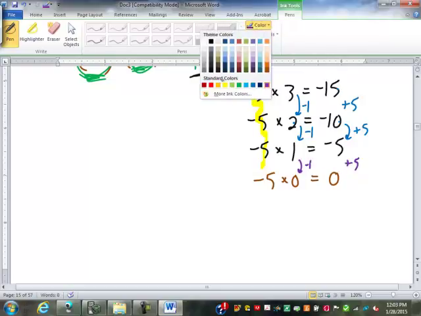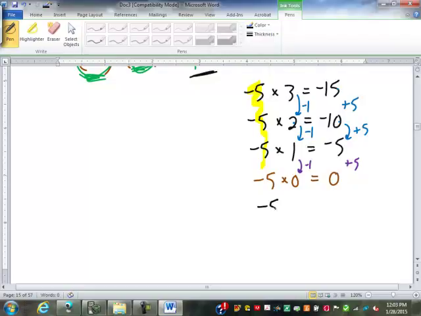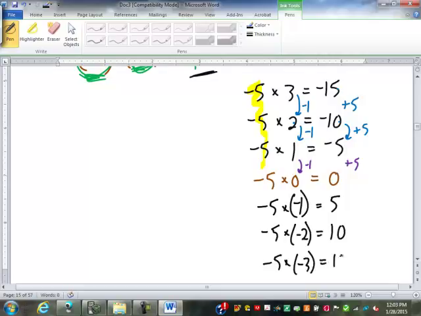So the pattern continues. So to keep going, negative 5 times negative 1, this went down by 1, so this has to go up by 5. It has to be a positive 5. Negative 5 times negative 2, well, that has to be a positive 10, and bring us to negative 5 times negative 3, which has to be 15. So the reason we define a negative times a negative to be a positive is simply because it continues our pattern. And we run into this a lot as well when we look at our powers.